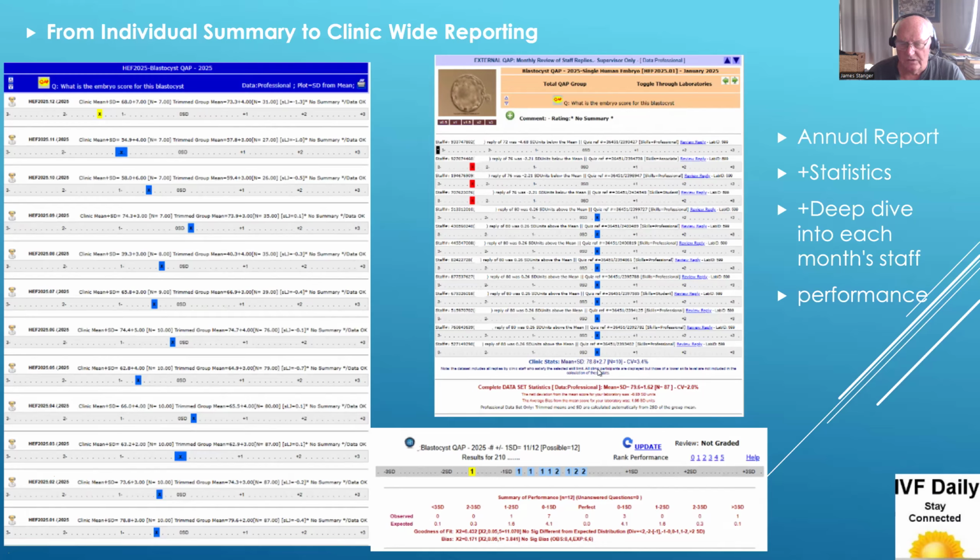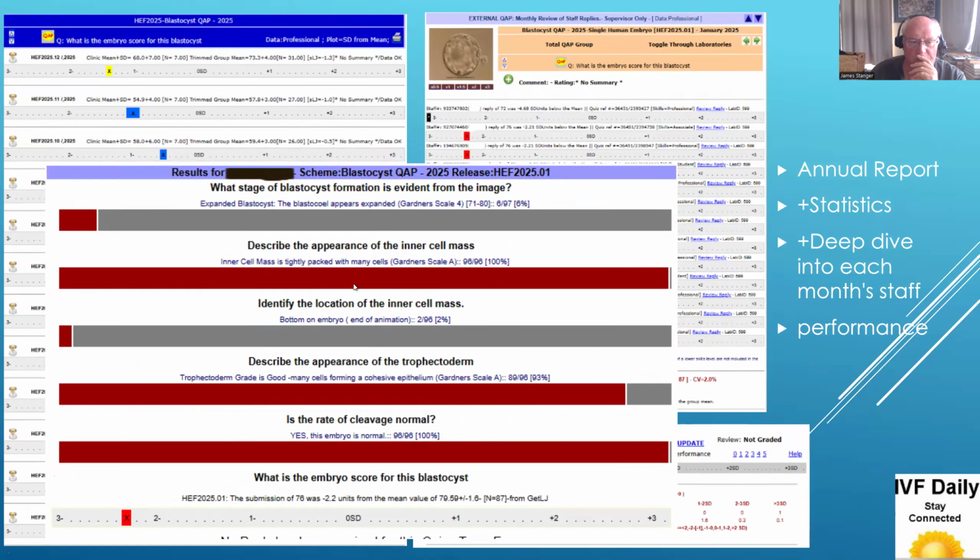And so for each month, you can look at a standard deviation and CV of their performance relative to everybody else. And then you can go back and look at the summary of that whole scheme's activity, the whole 12 releases. And then inside your reporting, you can say that 11 out of 12 were within one standard deviation of the mean. But you can also, for each one of these staff members, each submission, click on each one of these and see how they have graded the embryo.